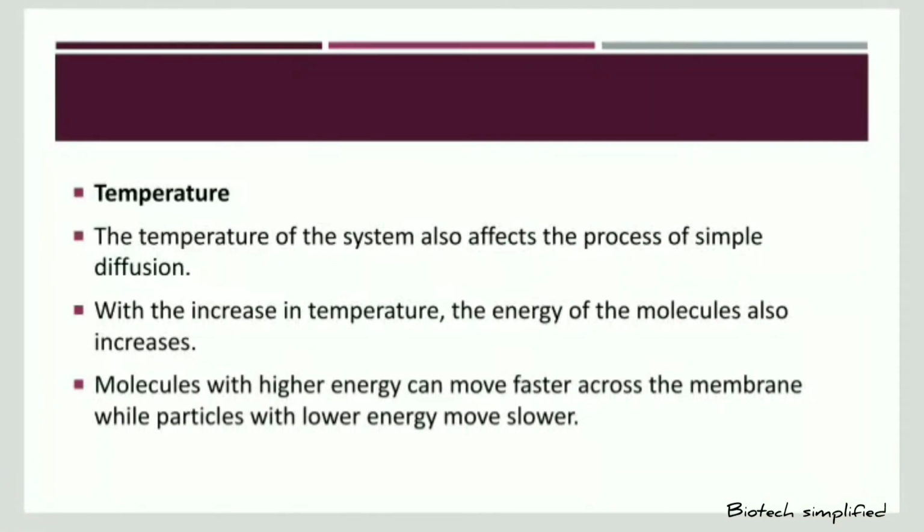The next factor is temperature. As the temperature increases, the rate of diffusion increases. This is because when the temperature increases, the molecules attain more energy. Since the molecules have more energy at high temperature, they can move faster. So as the temperature rises, the rate of diffusion also increases.